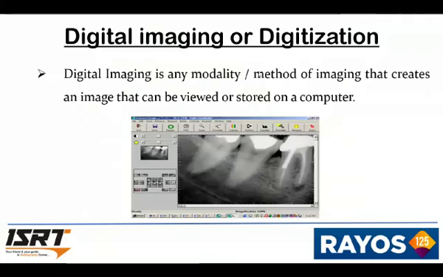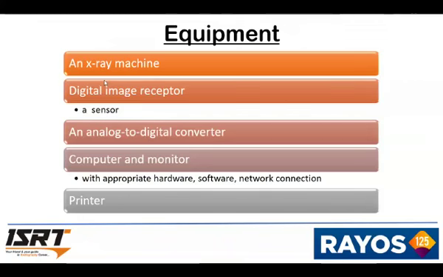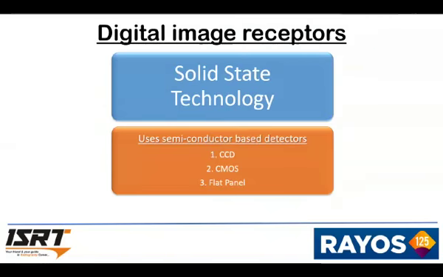Digital imaging, or digitalization, is a modality or method of imaging that creates an image that can be viewed and stored in a computer. The equipment needed are an X-ray machine, digital image receptor or sensor, analog to digital converter, computer and monitor with appropriate hardware, software, and network connections. If needed, a printer can be used. The digital image receptor can be solid state technology like CCD, CMOS, or flat panel.